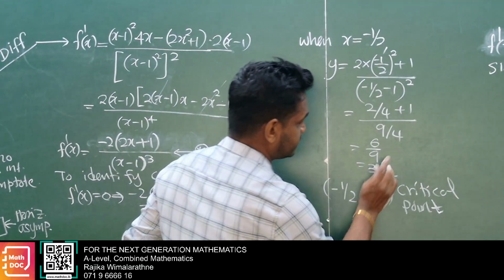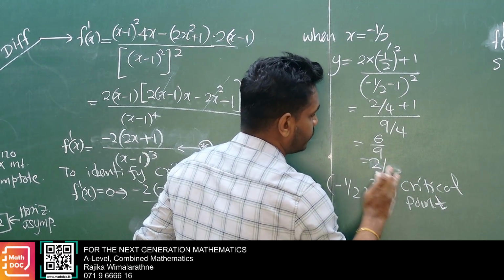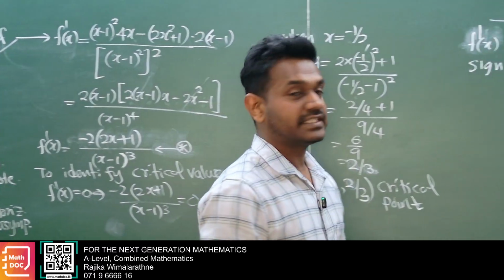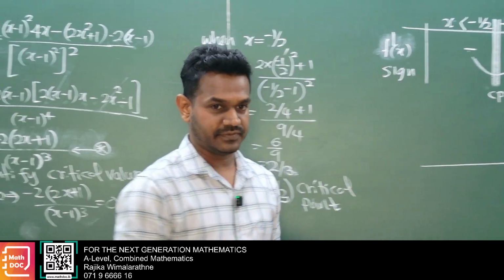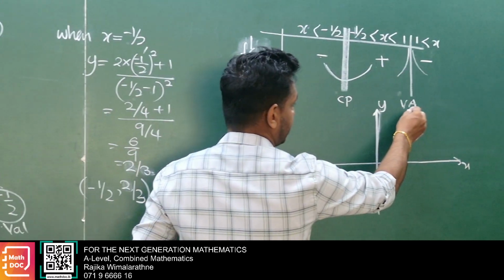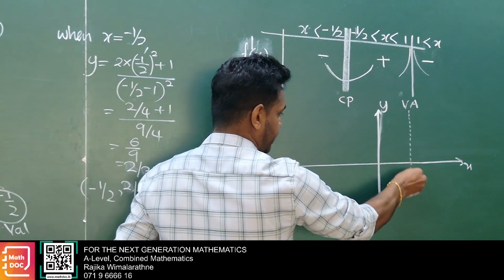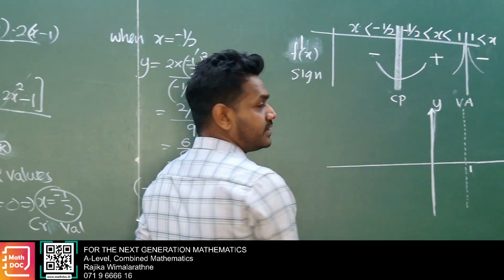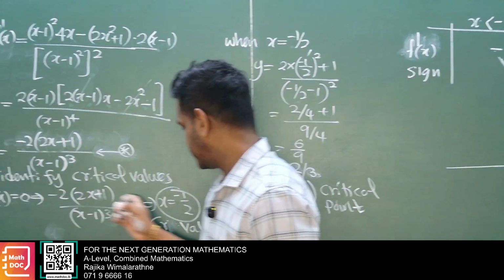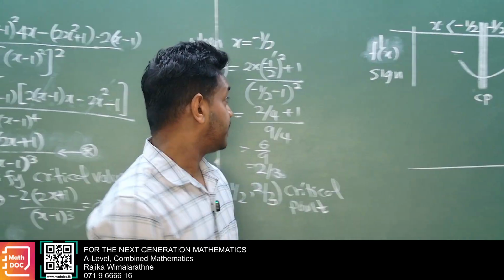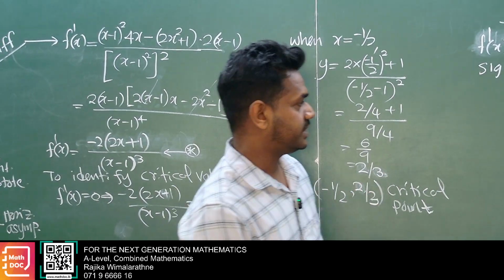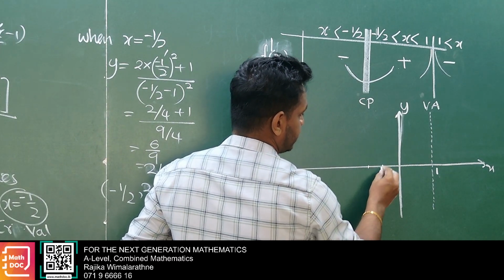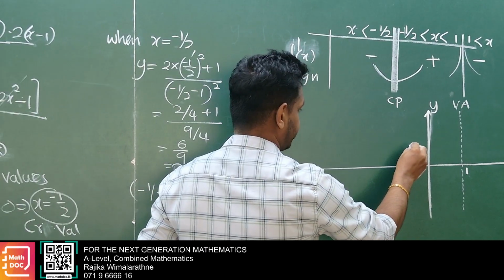Here the simplification is 2 over 3. Yeah? 2 over 3, not 3 over 2, 2 over 3. Okay. Now you're sketching the function, you first take the vertical asymptote. Vertical asymptote at x equal 1, you mark it with a vertical dotted line. Then you go to the critical point. Here mark this point, that is minus half, minus half, 2 over 3. So minus half somewhere here, no? Minus half, 2 over 3.